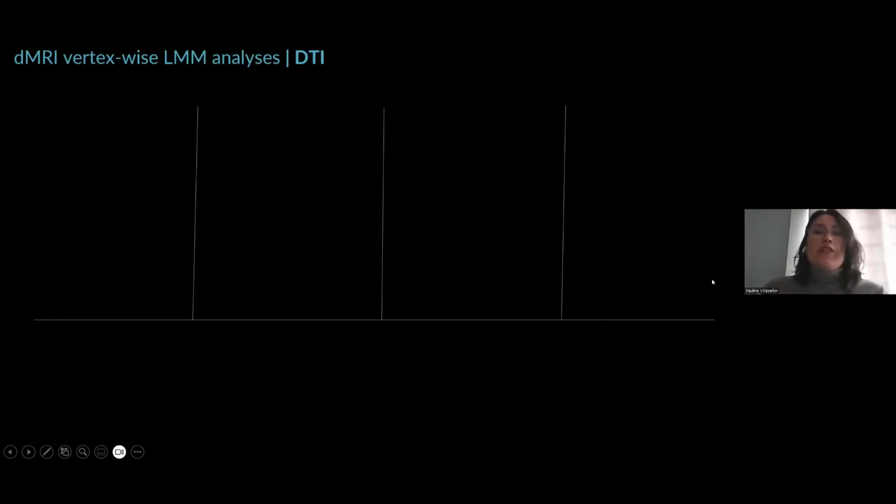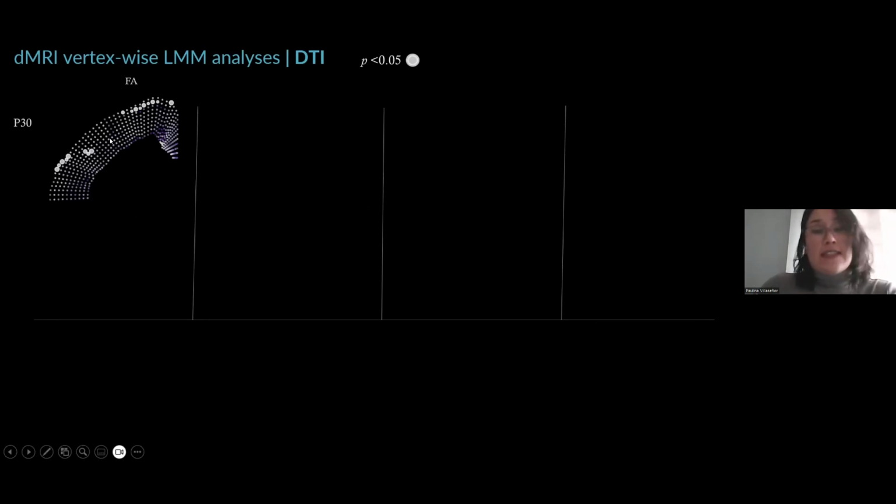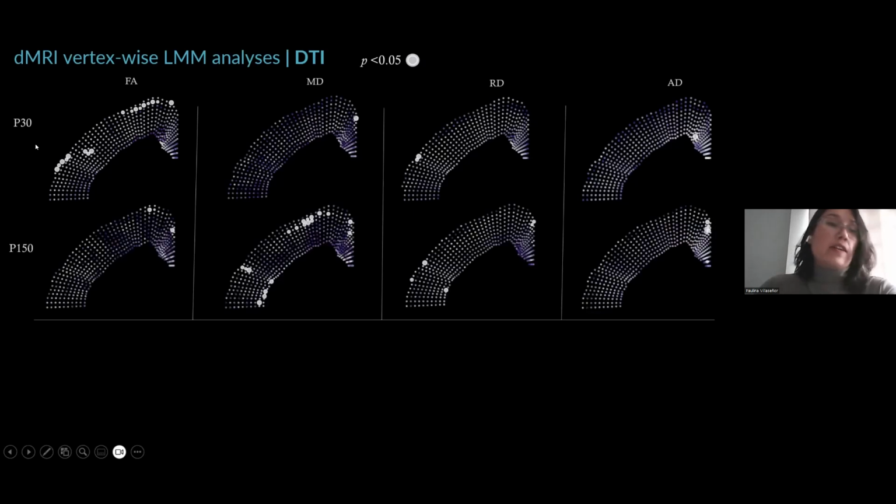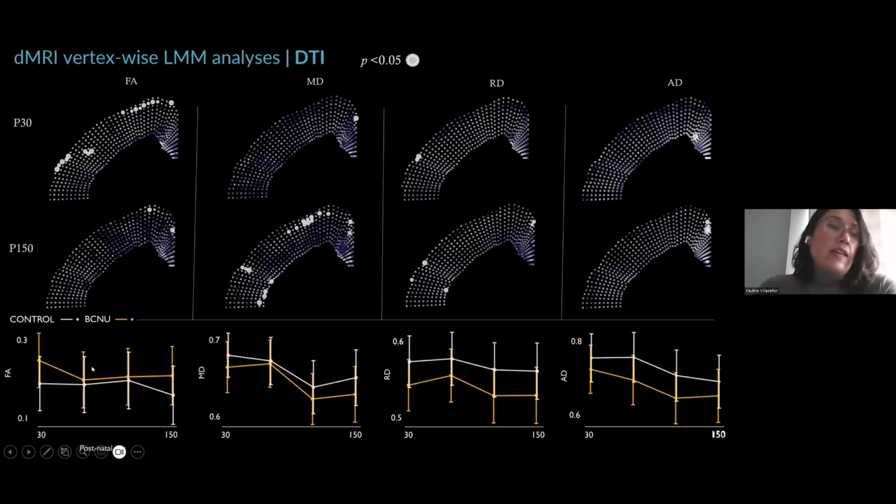Then after sampling our different diffusion maps, we performed a longitudinal vertex-wise statistical analysis using a linear mixed effect model. And here again in the grid line system, just as a reference, the white circle is indicating a significant p-value. So for our DTI analysis, as we expected, we didn't see really any changes in any of the metrics at either 30 or 150 postnatal days. As I show you here at the bottom of the slide, this is a single vertex showing how the data is behaving. In the x-axis, you see the postnatal days, and in the y-axis, the metric values.